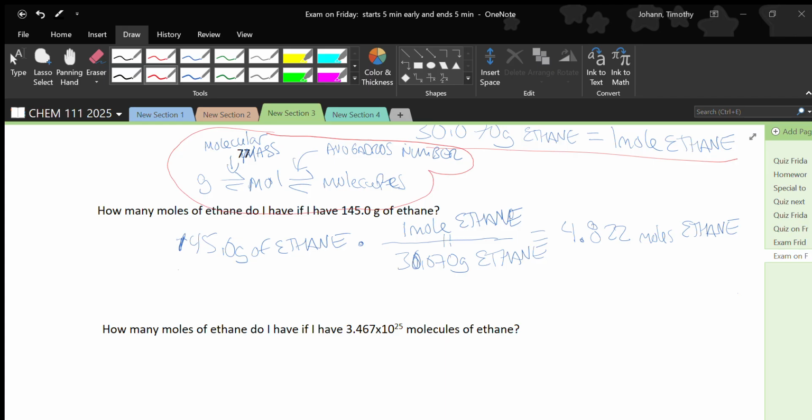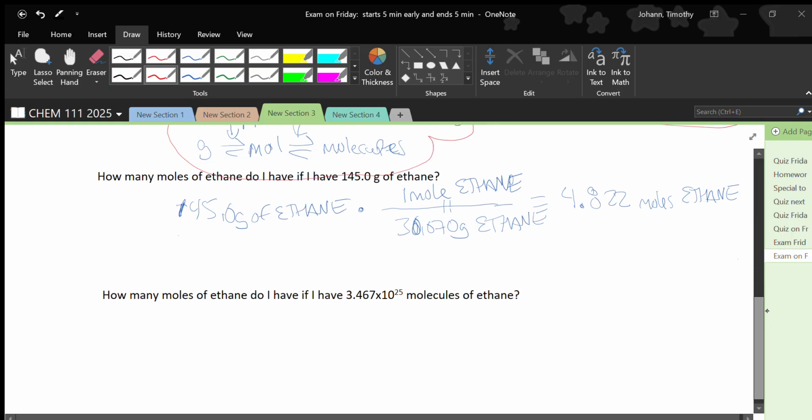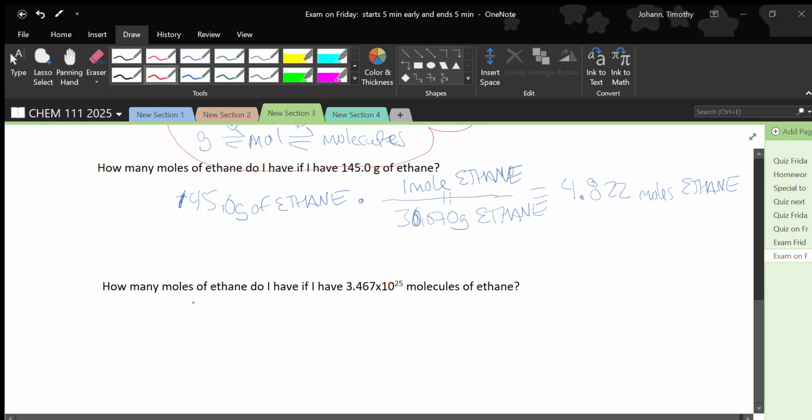All right, so we have, where do we start with this problem? 3.467 times 10 to the 25th. Right, exactly. We start with the number of molecules. So we've got 3.467 times 10 to the 25th molecules of ethane.